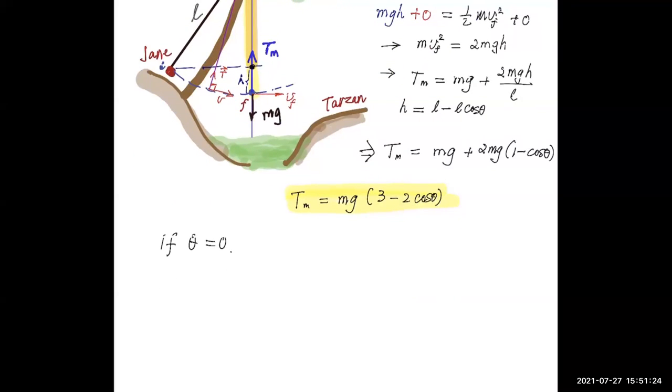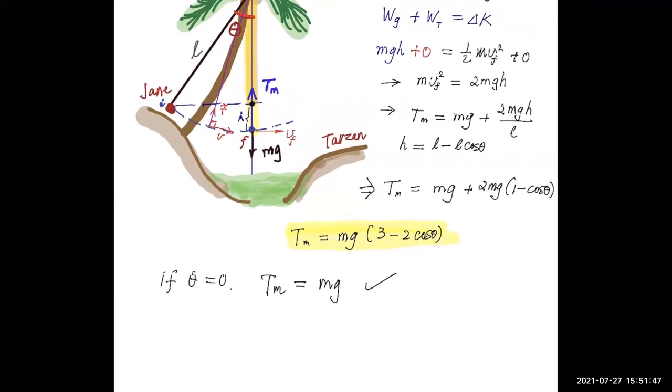So T maximum should be equal to mg, right? Because that's how the net force equals 0. Is that true? Well, indeed, if you plug in theta equals 0, cosine theta equals 1, then you get 3 minus 2, which is 1. So then T maximum is indeed equal to mg, as expected. Okay, so that makes total sense. We look at some other special cases, some other examples.